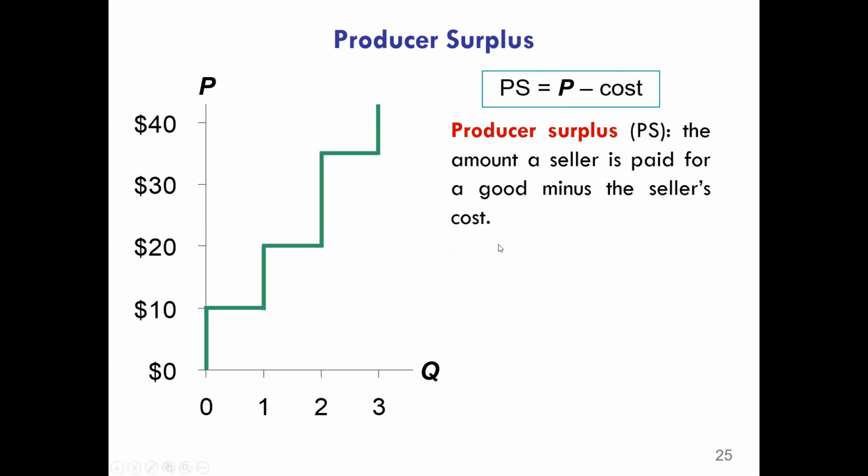So then, what is producer surplus? Producer surplus is defined as the amount a seller is paid for a good minus the seller's cost. And we can express this mathematically as in the equation above. So PS, which represents producer surplus, is equal to the price minus the cost of the item.